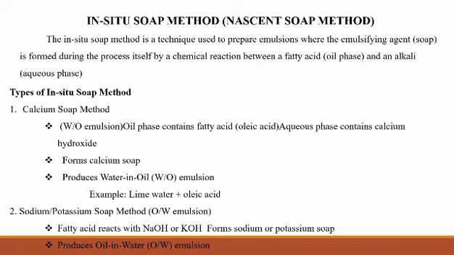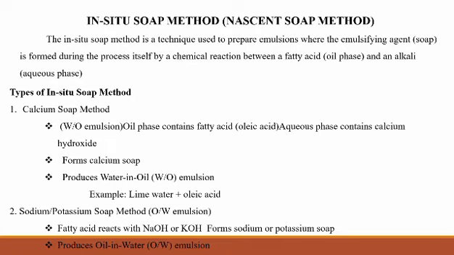If an oil phase containing fatty acids and an aqueous phase containing calcium hydroxide are mixed together, it forms calcium soap. That calcium soap itself acts as an emulsifying agent. So when the oil phase and the aqueous phase join together, it forms a soap. That soap itself acts as the emulsifying agent. For example, if lime water is mixed with oleic acid, it forms a calcium soap.